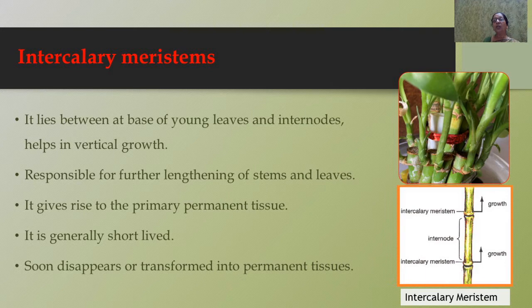So at the nodal region, the intercalary meristem is responsible for the addition of cells in the internodal region. You can see in the figure that the region between two nodal regions is the internodal region, and these intercalary meristem tissues have the function of increasing the length of these internodes. Generally, these intercalary meristems are short-lived. They soon disappear and get transformed into permanent tissues.